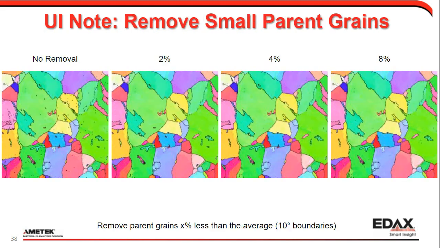You can also, obviously, end up with a few small grains here and there. You can remove those simply based on the argument that I don't believe the small stuff. Maybe it's dust particles on my sample, or something else where I just didn't get good patterns for some reason. And so you can remove the small parent grains based on a percent of the average. In this case, I use 10-degree boundaries, and you can see we go from no removal, 2%, 4%, 8%, and you get rid of some of the small grain data.